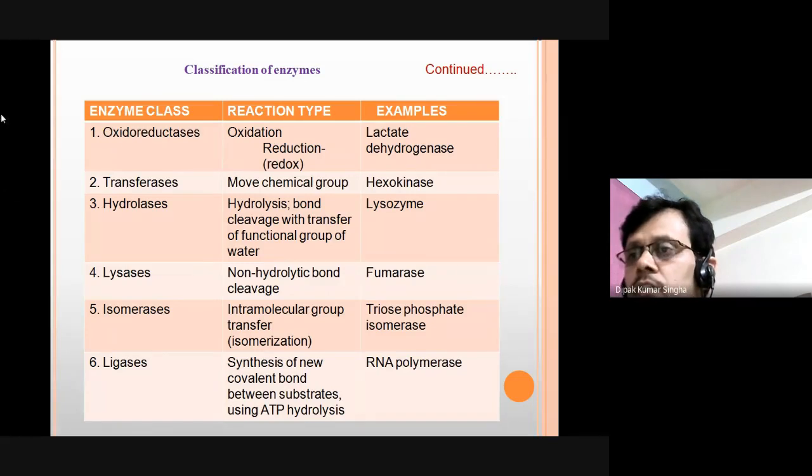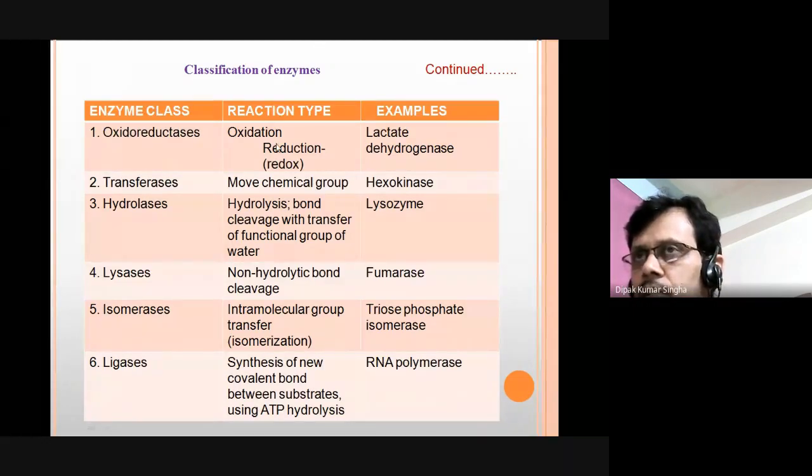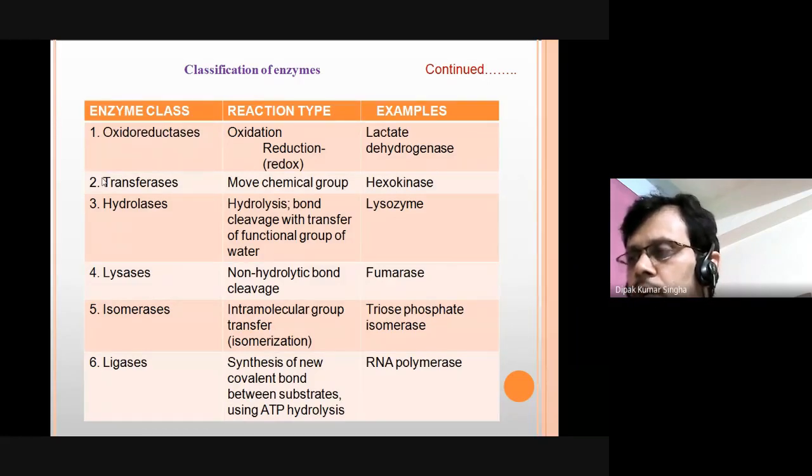One is the oxidoreductase. Even its number, position and name are fixed. We can understand oxidation from oxidoreductase. What is the reaction? Basically oxidation or reduction. For example, lactate dehydrogenase, both oxidation and reduction: lactic acid to pyruvic acid. Number 2, transferase, to transfer a group from one molecule to another, moving chemical groups. Hexokinase is an example. Then another is hydrolase.